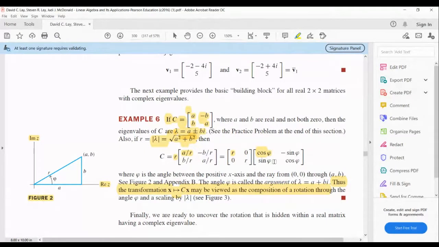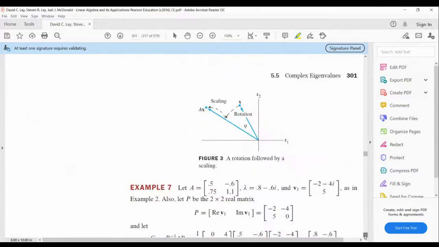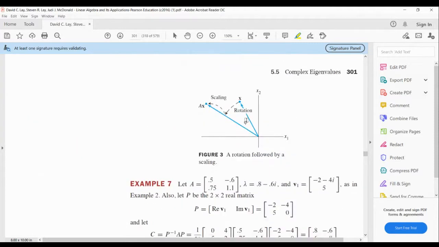So it's pretty cool that the transformation by taking the vector x and multiplying it by C is a composition of a rotation through the angle phi and a scaling by the magnitude of your eigenvalue. And there's a little picture there.